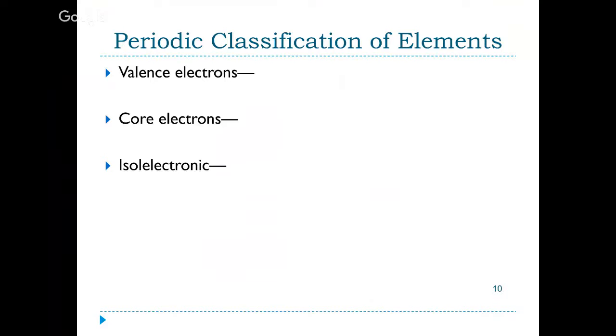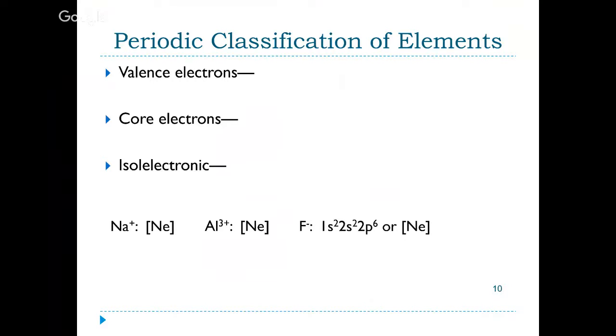So when we talk about isoelectronic, we're talking about elements that have the same electron configuration or the same number of electrons. So for example, when sodium loses an electron, it has the noble gas configuration of neon. Aluminum and fluorine will do the same.